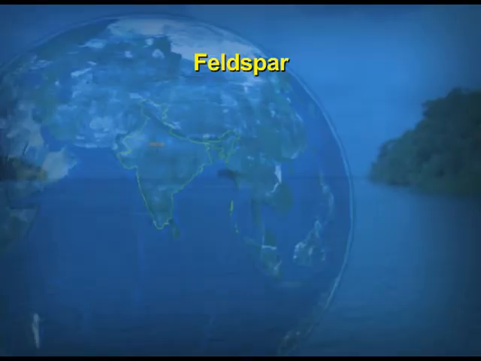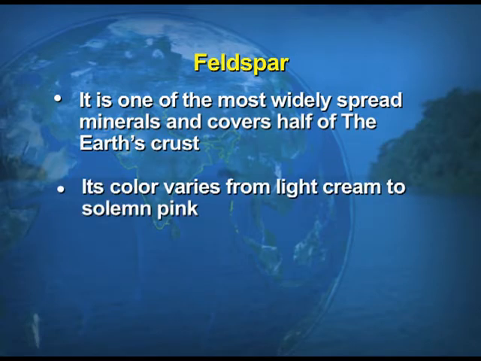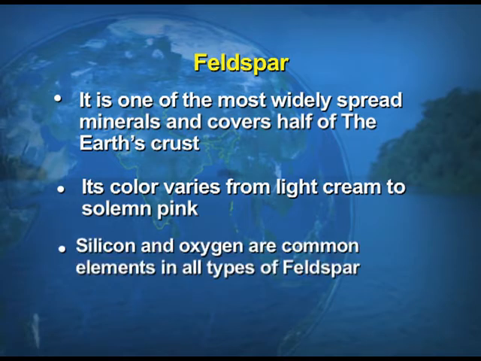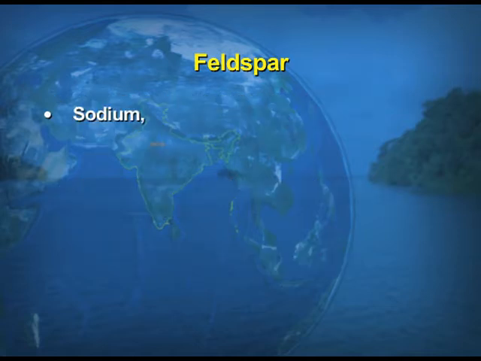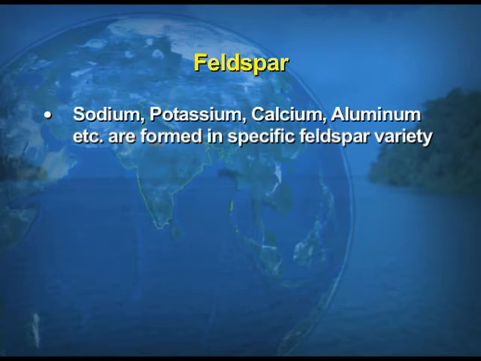Now, first we take up the feldspar. It is one of the most widely spread minerals which covers half of the Earth's crust. The second character of this mineral is its color. The color varies from light cream to salmon pink. Silicon and oxygen are the common elements in all the types of feldspar. Sodium, potassium, calcium, aluminium are found in the different specific feldspar varieties.